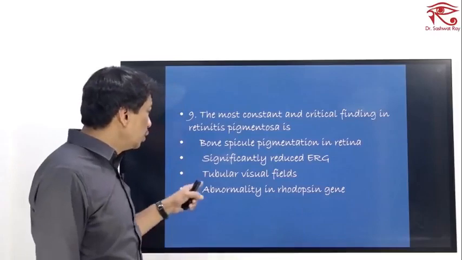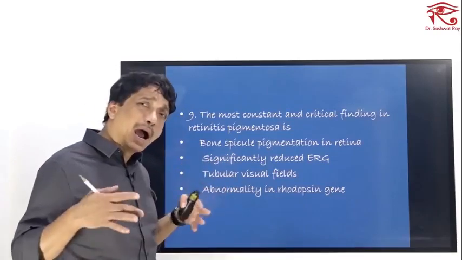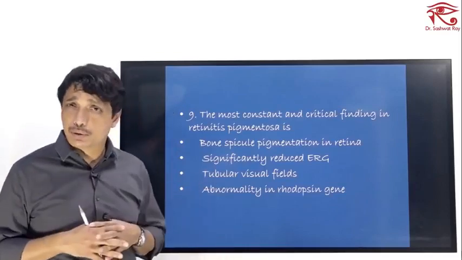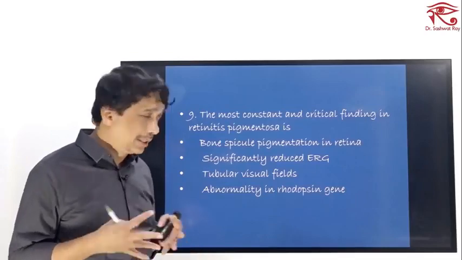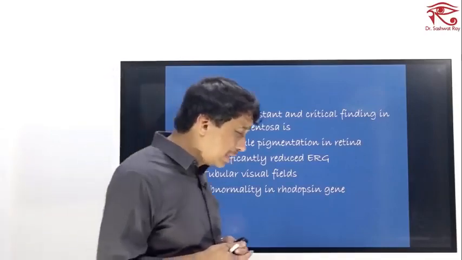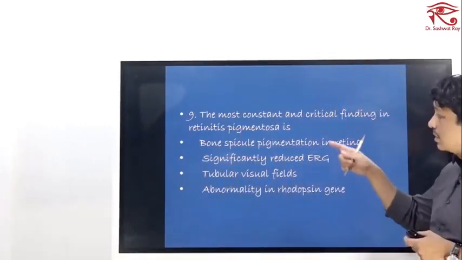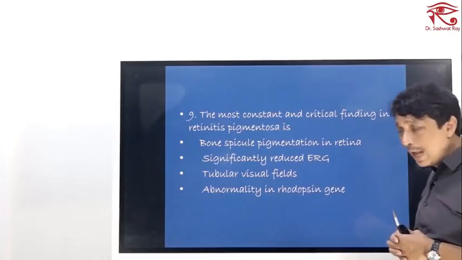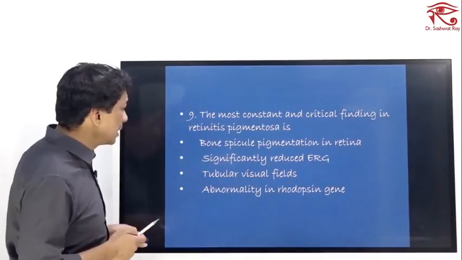Significantly reduced ERG. Tubular visual fields, yes, though that is, most of the time lands with tubular vision, but other conditions apart from retinitis pigmentosa may also have tubular vision, particularly open angle glaucoma, let's say. Abnormality in rhodopsin gene is not the most important criteria for diagnosis of retinitis pigmentosa. The best answer is a significantly reduced ERG. An electroretinogram is the gold standard for diagnosis of retinitis pigmentosa.